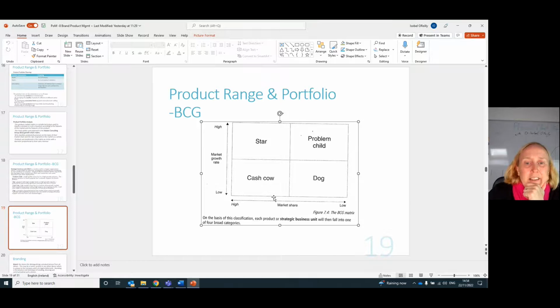So then the final one is dog. And this is where it's not in an attractive market. The market growth rate is very low, and our performance within that is also very low. So there's nothing good to say about this. So just like with the product life cycle, when things start to go off the end, these are the products that we would consider cutting. There's nothing really good to say about what's going on here, and it perhaps isn't worth the cost in trying to work on our marketing campaign to improve it.